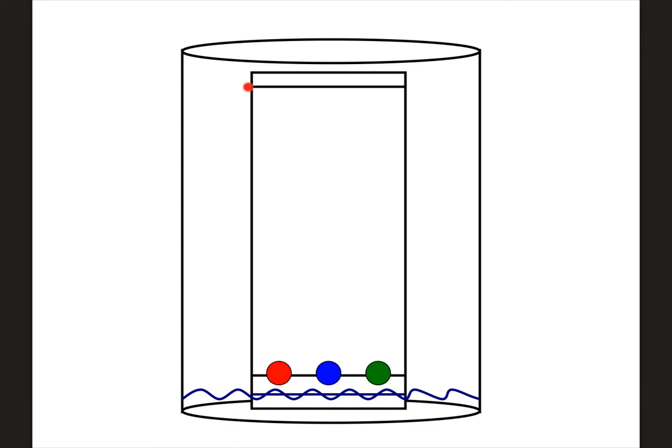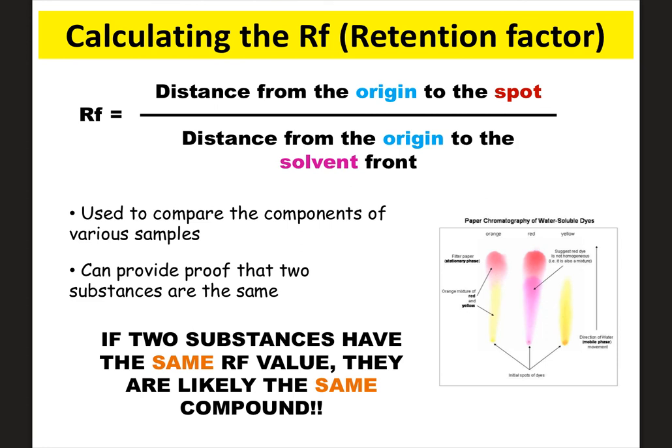Once your liquid level got to this top line, you would pull it, you would mark your liquid level, and then you would analyze the different colors and see how they move. Part of the analysis of the colors is looking at the RF factor or the retention factor. This can basically be used to identify a particular color, and you could compare different spots to see if they are the same substance. Basically, it's kind of a little math problem.